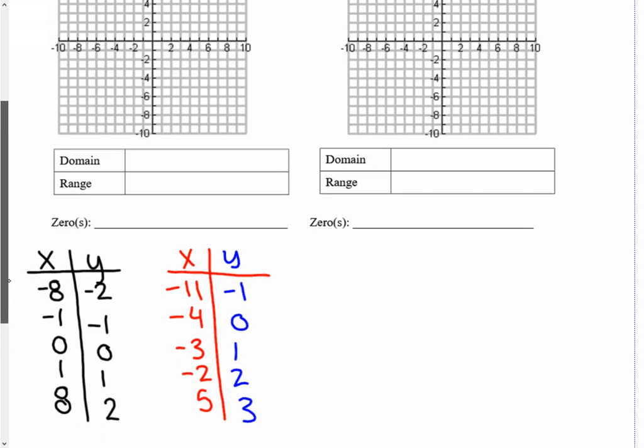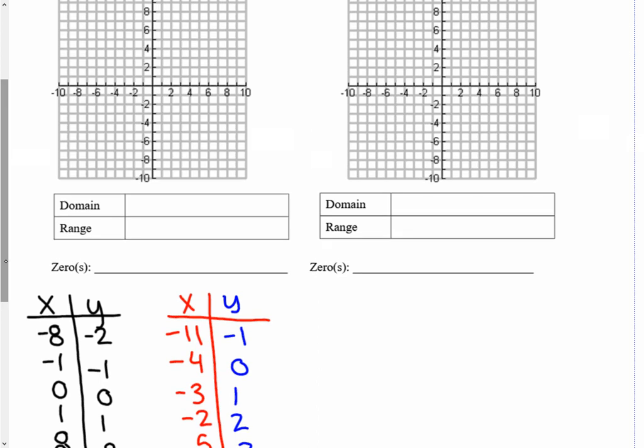So we're going to go ahead and graph those. Even though -11, -1 doesn't fit on your graph, I'd always recommend estimating a point out there to help you with this shape. Then we have a point at -4, 0, -3, 1, -2, 2, and 5, 3. Connect it. Make sure it is a curvy graph because our cube roots are always curvy.